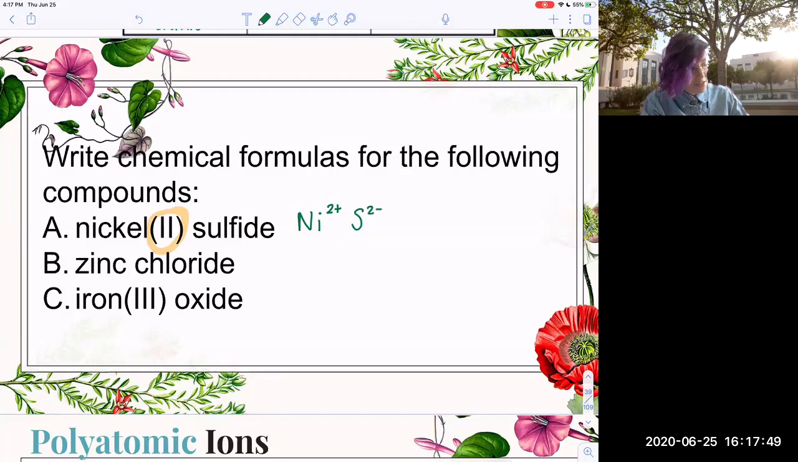Now if I have these and I'm looking at the charges next to each other, it's very clear that this is going to be NiS, right? Because it's a 2-to-2 ratio, which is a 1-to-1 ratio. And if I crisscrossed it, I would have to reduce it back down.